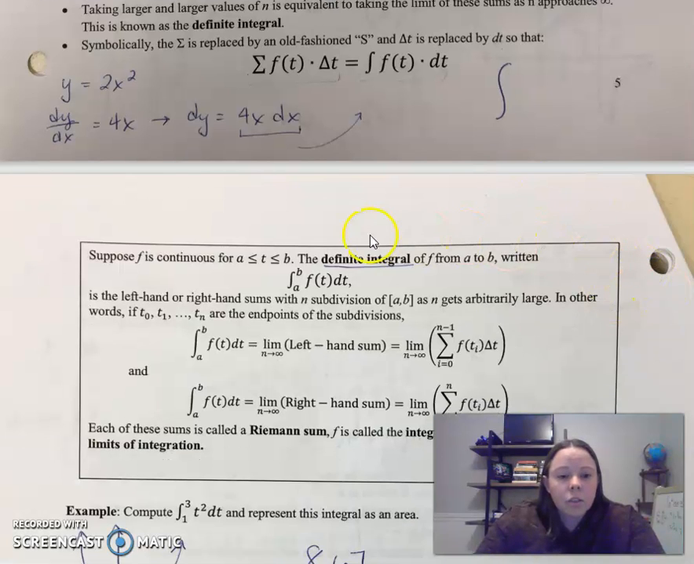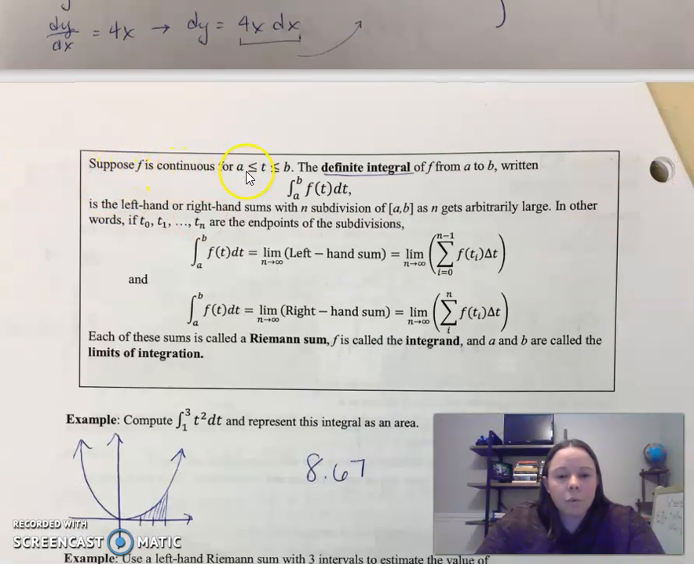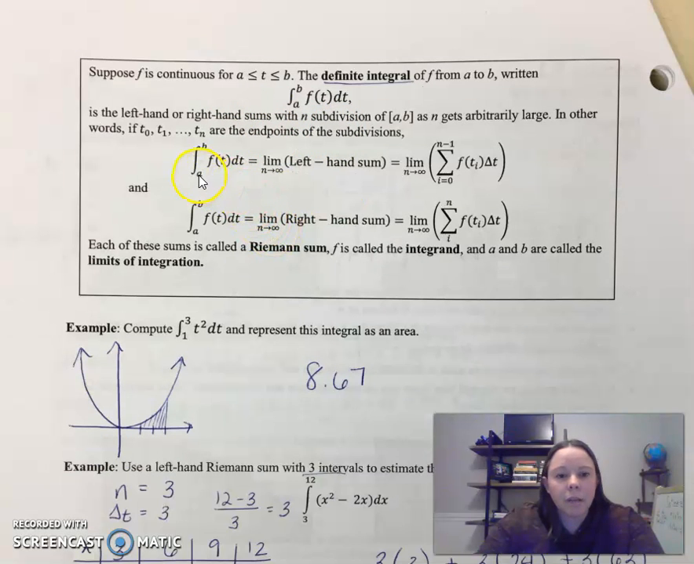All right, so suppose f is continuous from a to b. The definite integral of f from a to b can be written this way. So this is new to you. This notation means we want the area under this curve, that function right there, from a to b. And here's where it gets a little more of the stuff we do in AB. So this notation is the same as this notation. And same thing here. This is the left and right.